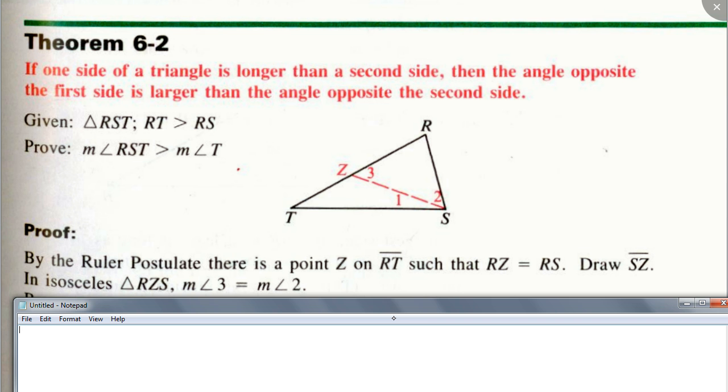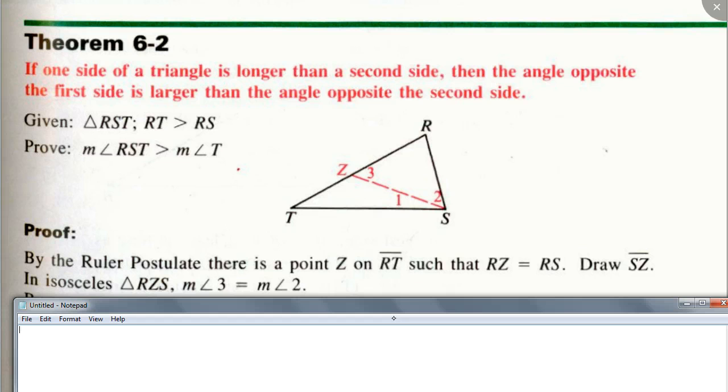Yes. Austin, won't you read this for us? By the ruler postulate, there is a point C on RT such that RT equals RS, ST, and isosceles triangle RZS. Measurement. Right? Isn't that what we have? Are we good? Yes.